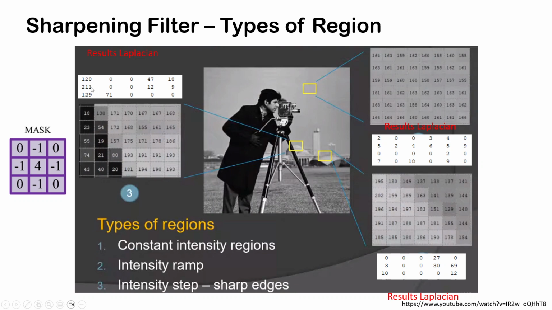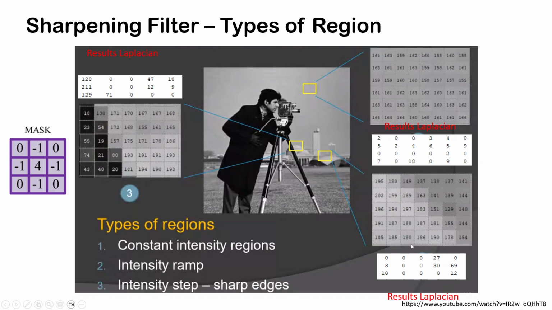The higher the change, the higher it is going to highlight. Here there are still changes, but it's lower compared to this one. So this is the constant intensity region. The numbers are very small, so even though there are some changes, they're not very clear. For the intensity ramp, you can see here is the one that has numbers for the ramp intensity. When you do the result, you get the Laplacian kernel over here, and you can see this is the edge area.